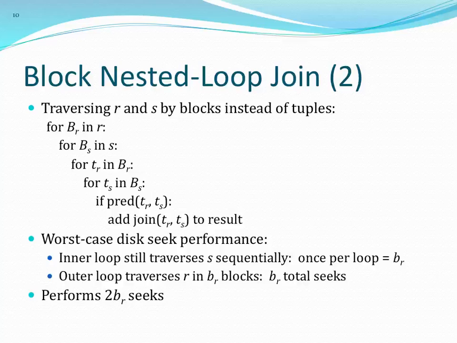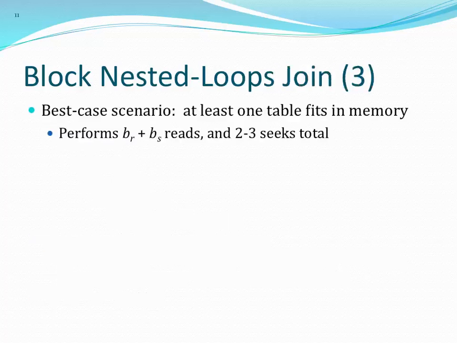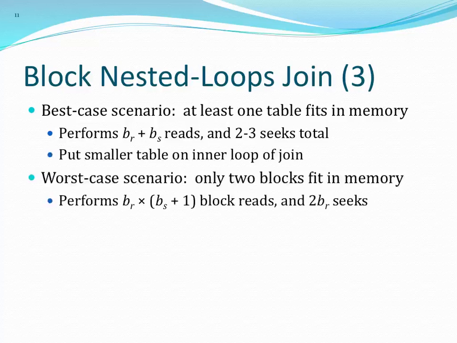Okay? So these are the reasons why we need to understand these things. Any other questions, observations? Okay. So let's see. Best case scenario, it's still the same as before, B sub R plus B sub S and 2 to 3 seeks total. So the smaller table goes on the inner loop of the join.